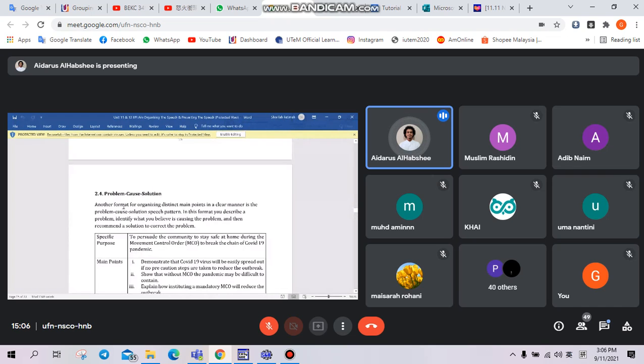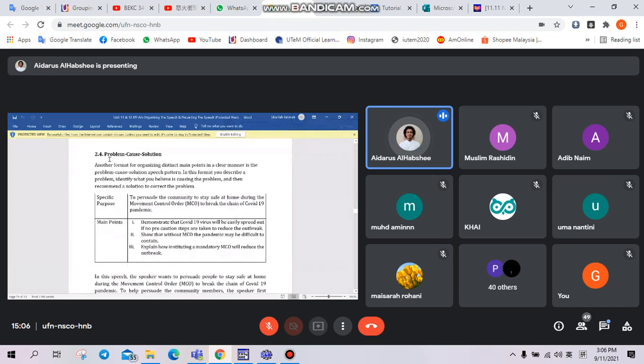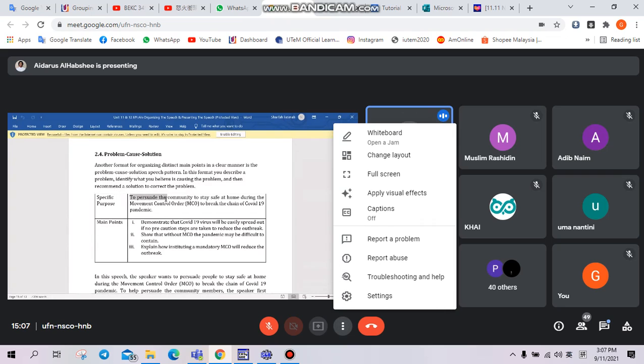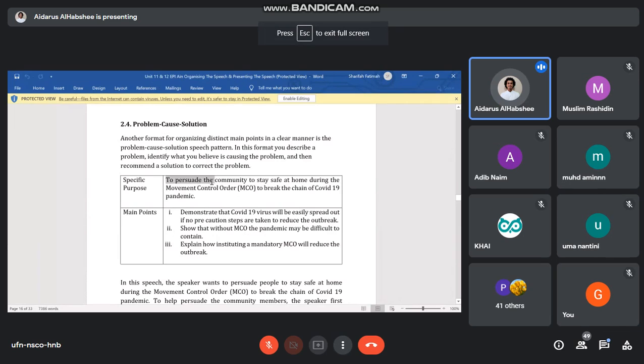Okay, and then problem, cause, solution. Okay, so in this you are presenting a problem, and then you're presenting a cause, and then you're presenting a solution. Okay, so you describe a problem, identify what you believe is causing the problem, and then recommend a solution to correct the problem. Okay, so this is the persuasive example, whereby you persuade the community to stay safe at home during the MCO to break the chain of COVID-19.